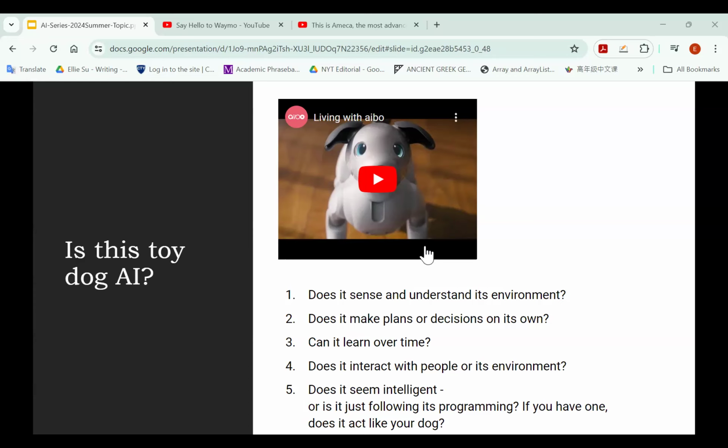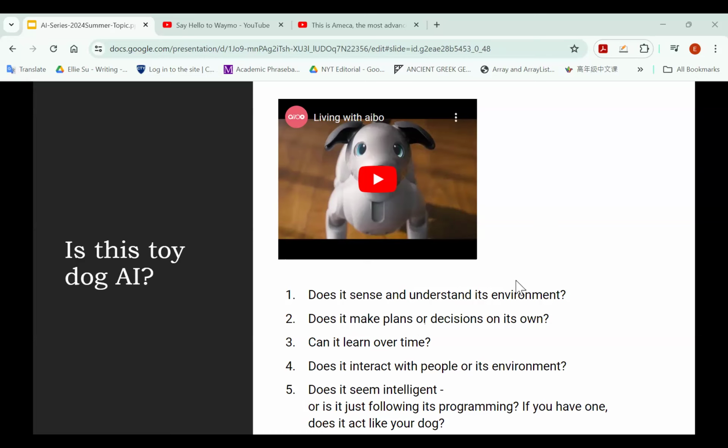Yeah. To summarize, it showed emotions when the girl was leaving. So, do you think this dog is considered artificial intelligence? Yeah, so everybody's agreeing. And I think it's artificial intelligence too.